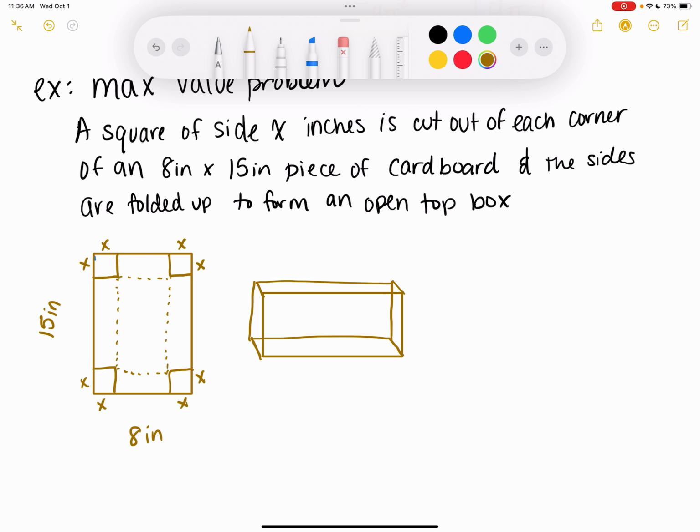This is like if I turned the box over sideways, because this would be where the top would be. Okay. Well, in my picture, anyways. All right.